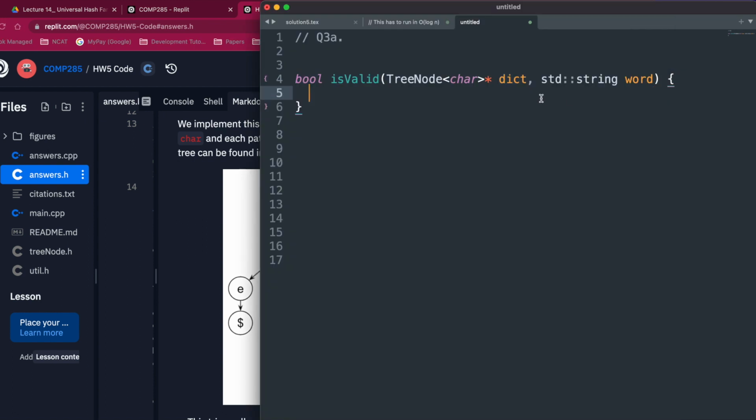Cool. Okay, so hopefully you came back. A couple of things that we want to consider is we want to have some base cases, but let's start with the not base case first.